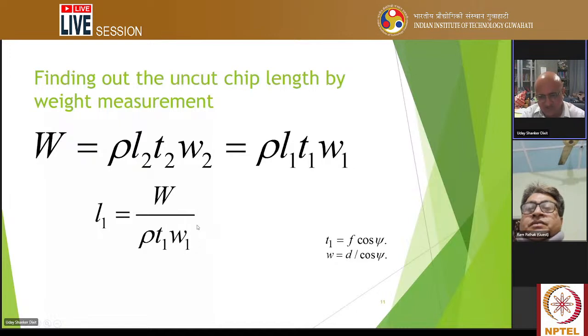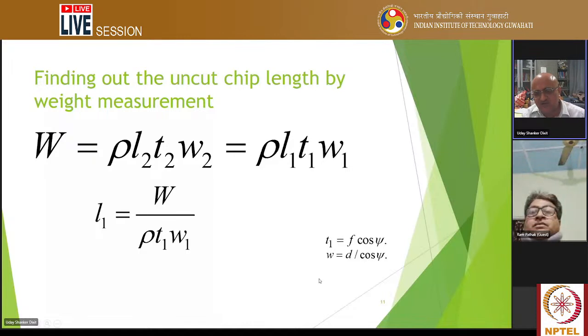We are assuming that in orthogonal machining, W is constant, but in oblique cutting, of course, both are changing also. So we can get the idea of the product of T1 into W1 by measuring that this much material has been cut. It is very easy: I have measured that material and I know that this much material has been cut. So now its dimension I can measure again.